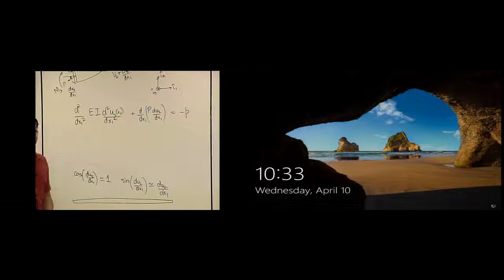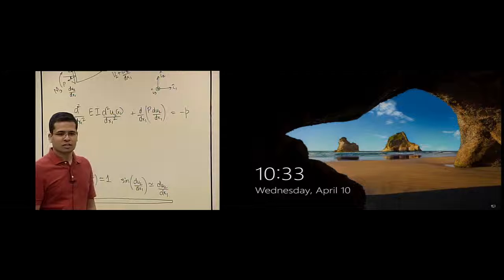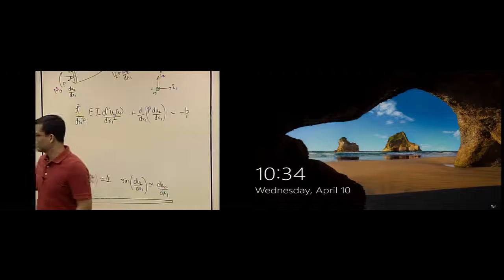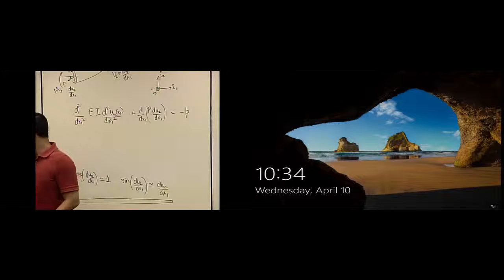Go ahead. I'm still not fully convinced how the distributed load cancels out. I'm actually running out of time. I would suggest you look at it again in the Euler-Bernoulli beam theory chapter, and you'll realize that this is the equation. We are not changing anything in terms of the distributed load. What we are doing is taking the axial load and trying to find out how that affects the equation. Okay, so we can discuss this after class.